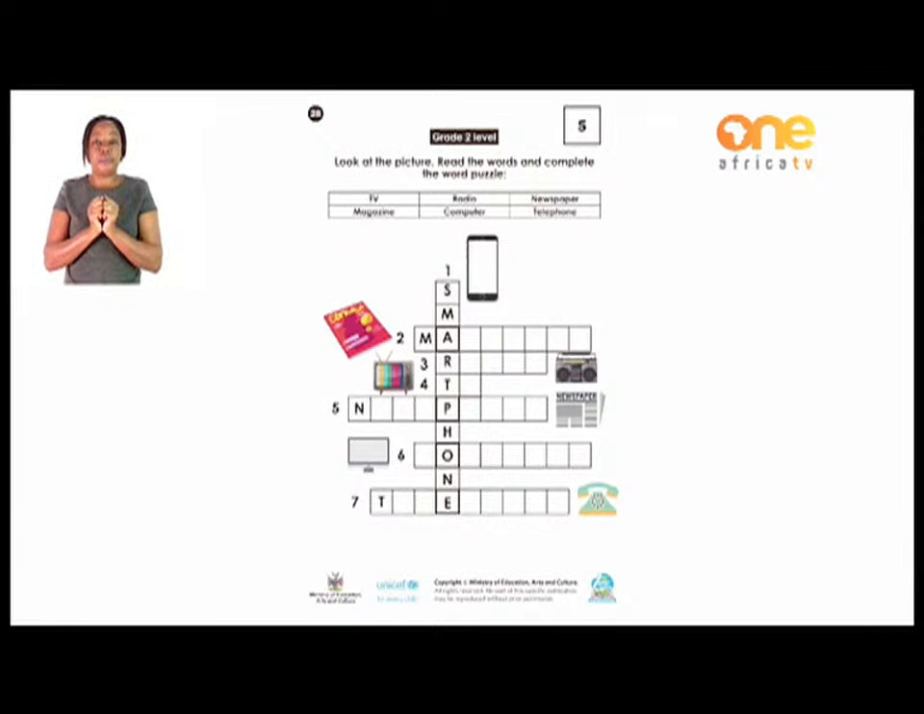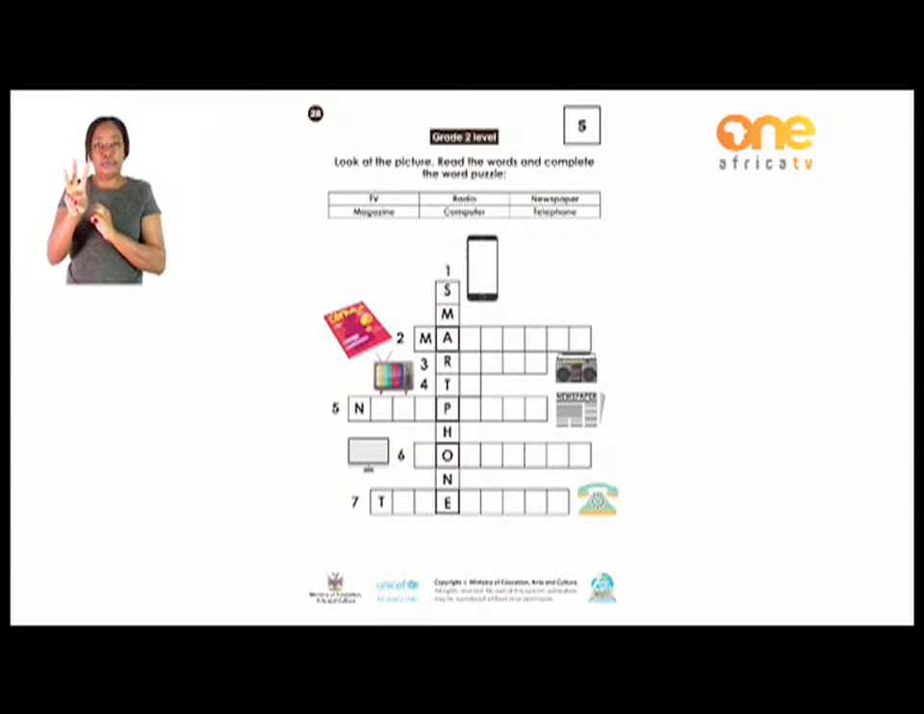What is that? It has started for you with an M and an A. Now the rest of the letters, you have to put them in order to finish this word. Which one do you think is the correct word there from the table above? Is it a TV? Is it a radio, newspaper, magazine, computer, or telephone? So finish it up. And number 3 also, it starts with an R.